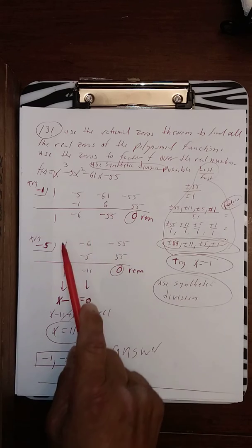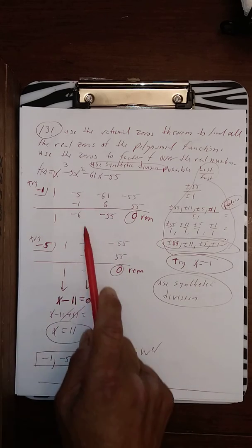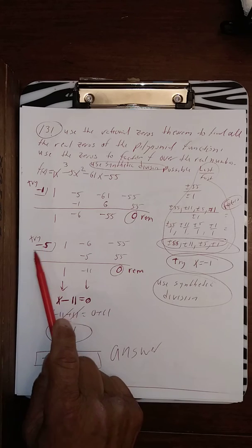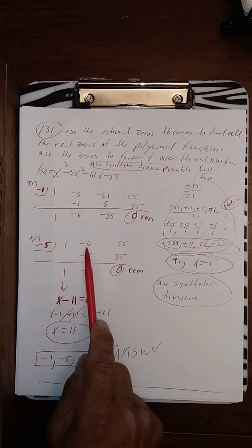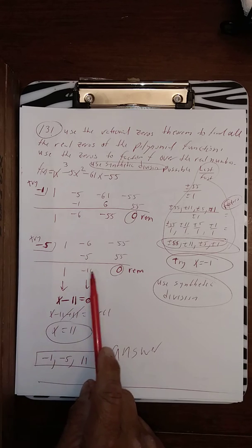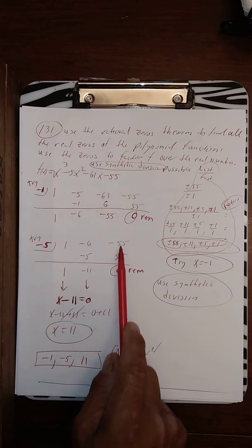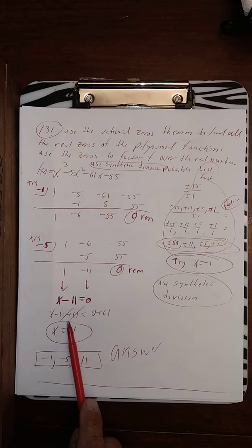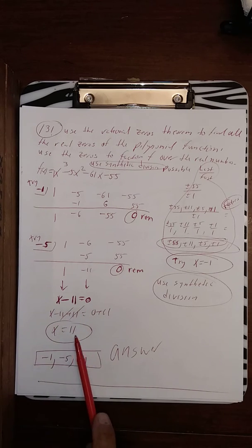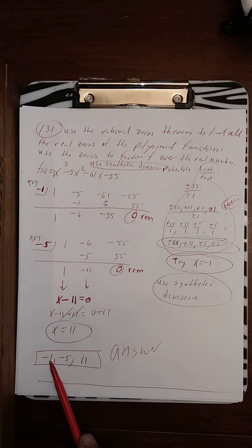So this is left over. Bring it down here. Synthetic. Try negative 5 this time. So put the 1 there. That turns out negative 5. That's going to be negative 11. That turns out negative 55. Negative positive, so that's going to be 0. Left over is x minus 11 equals 0. So add 11, so x equals 11. So answers are negative 1, negative 5, 11 for that.